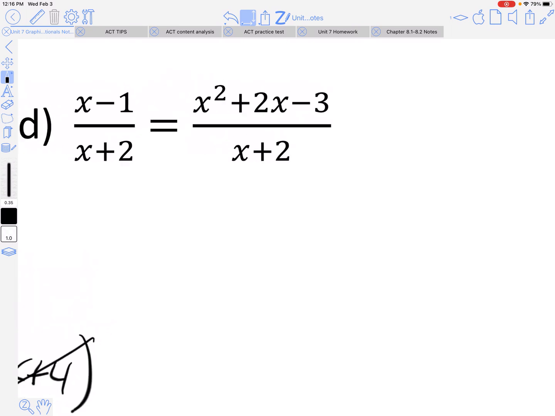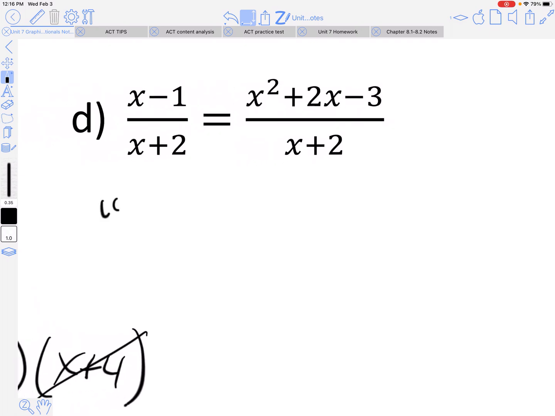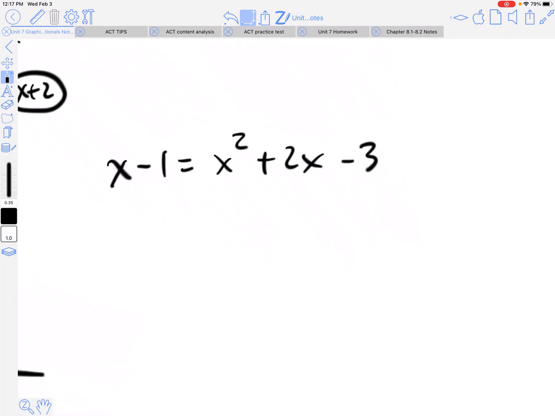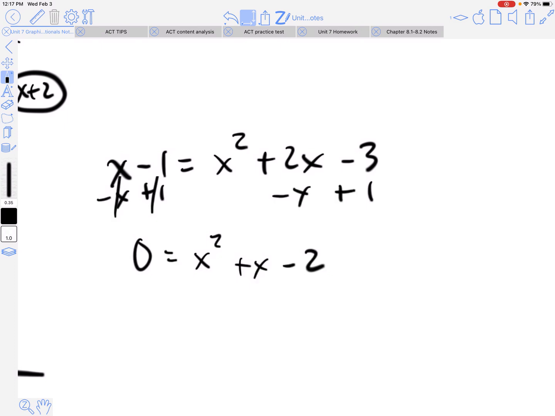Alright, so if you try this, hopefully you noticed the least common denominator is x plus 2. They're already common. So I'm going to multiply the whole thing by x plus 2, and as I multiply, those will cancel out, leaving me with x minus 1 equals x squared plus 2x minus 3. And again, I'm going to try to combine like terms. So I'm going to add 1 and subtract x, which gives me 0 here, right? And then I have x squared plus x minus 2.